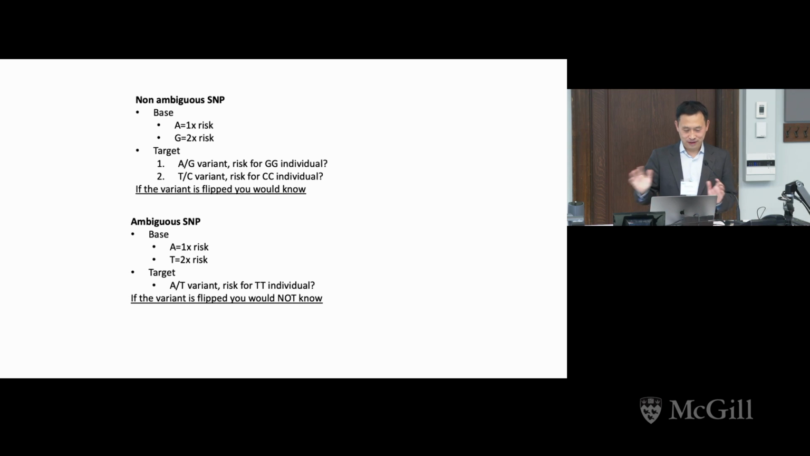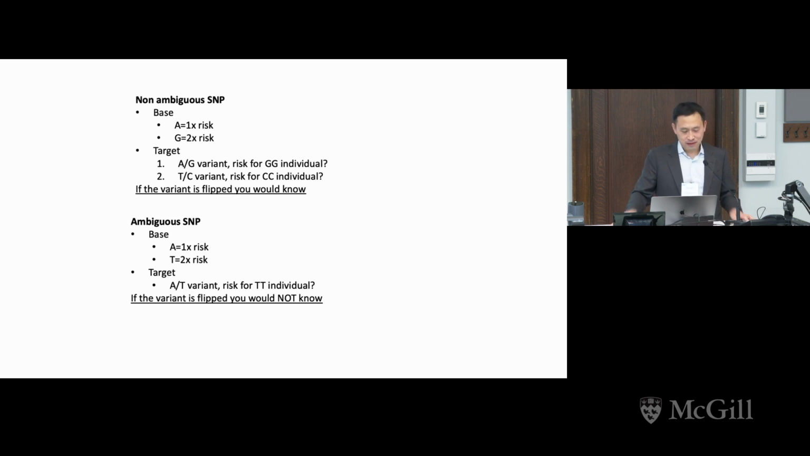Now, here's what is called an ambiguous SNP. It's the same situation, but instead of an AG SNP, you have an AT SNP. So the A allele is the baseline, and the T allele is twice the risk. What is the risk for a TT individual? Anyone tell me? Anyone have an answer for that? We don't know, because we don't know the strand, right?